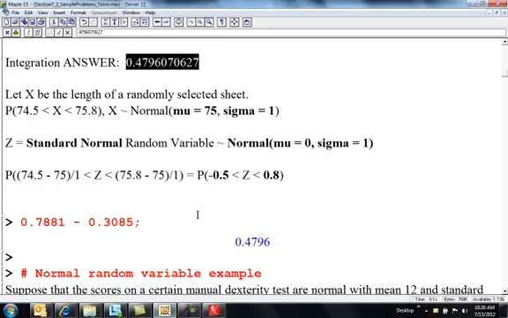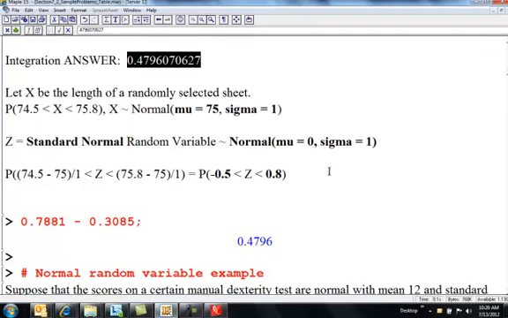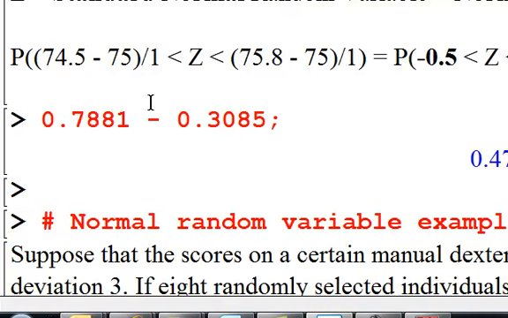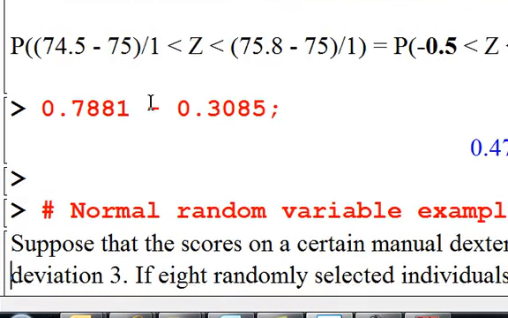I hope that makes sense: I did 2 and 1 here. I had to take to the left of this and subtract off to the left of that. I have a lot of other examples in the notes if that didn't quite work for you, but let's try another one.